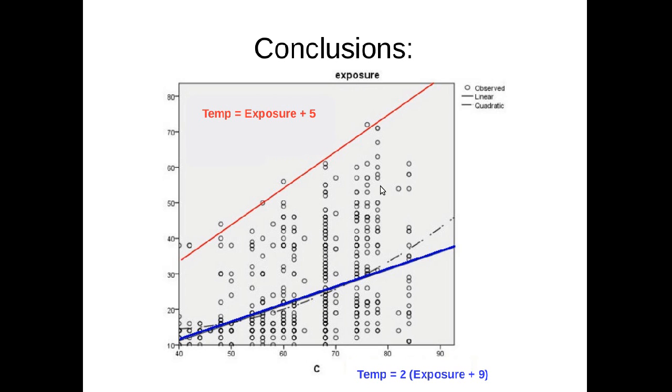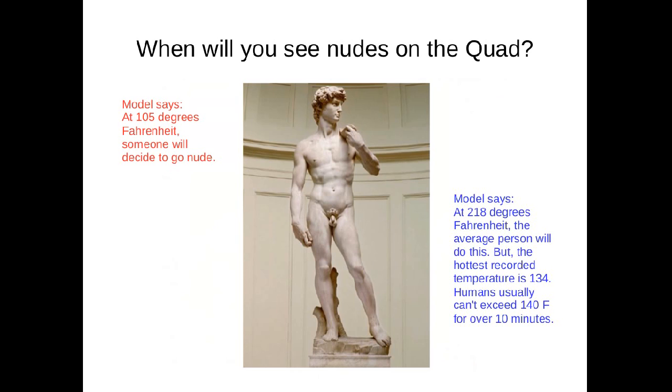And so these formulas look like this. If you're just looking at the average person, then the predictive model is the temperature is that exposure plus 9 times 2. And then the other model says if you look at the most exposed person, the temperature is their exposure level plus 5, which means you could never get anything over 105 degrees. Then that person would have nothing on. That's what it's saying. Doesn't mean it's true, but that's what it's saying.